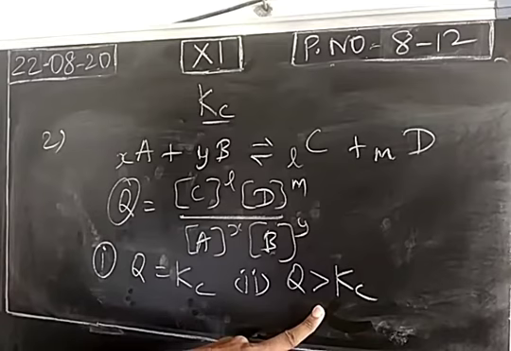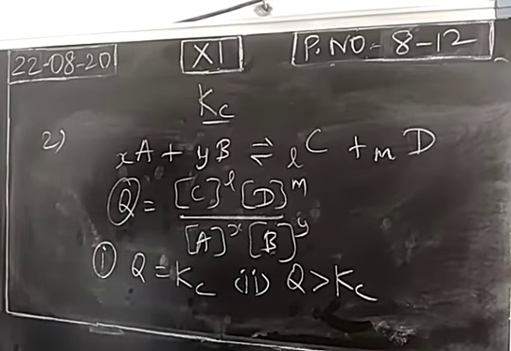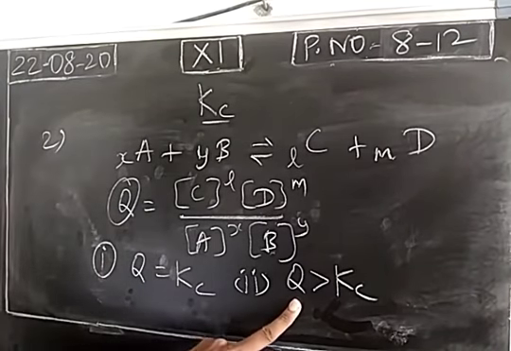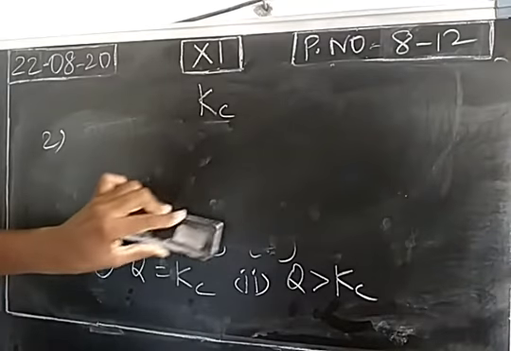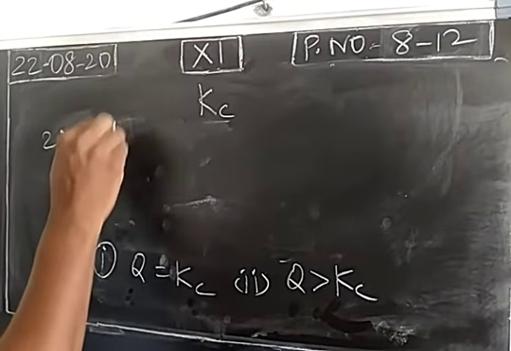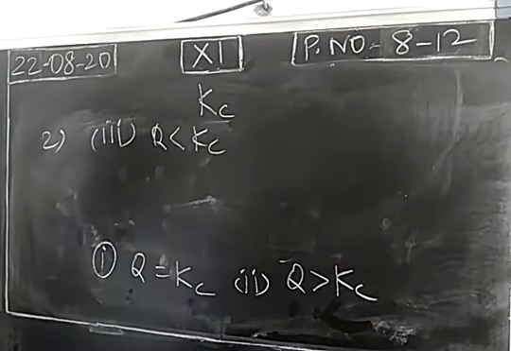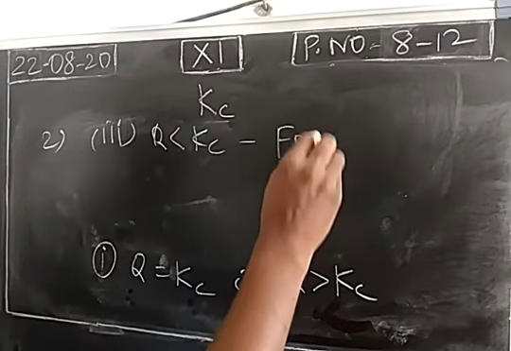So Q is greater than Kc means the reaction is proceeding towards the reverse side. So the direction of the reaction will be reverse side. Then the third condition: if Q value is less than Kc, the reaction is moving towards the forward side.